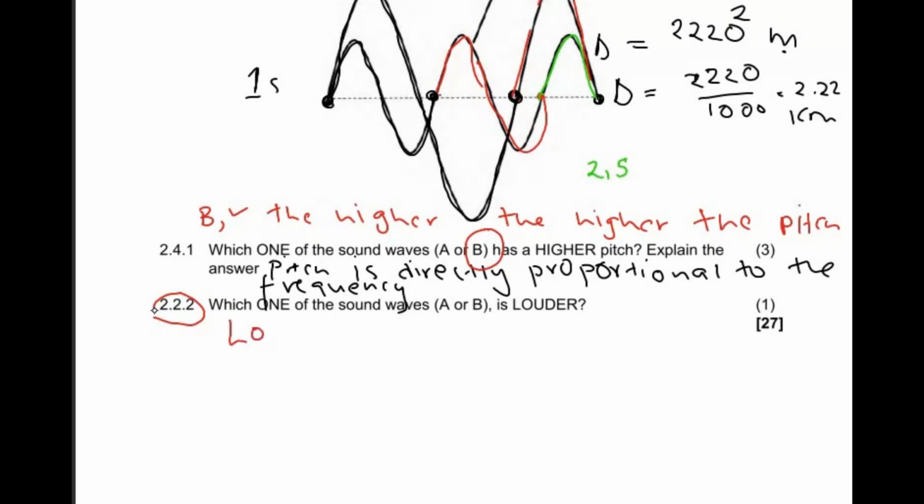So the loudness of a wave is directly proportional to the amplitude. That means the larger the amplitude, the louder the sound.